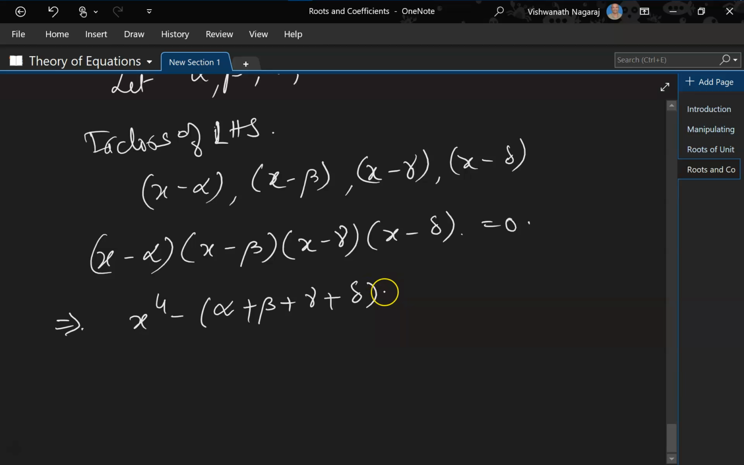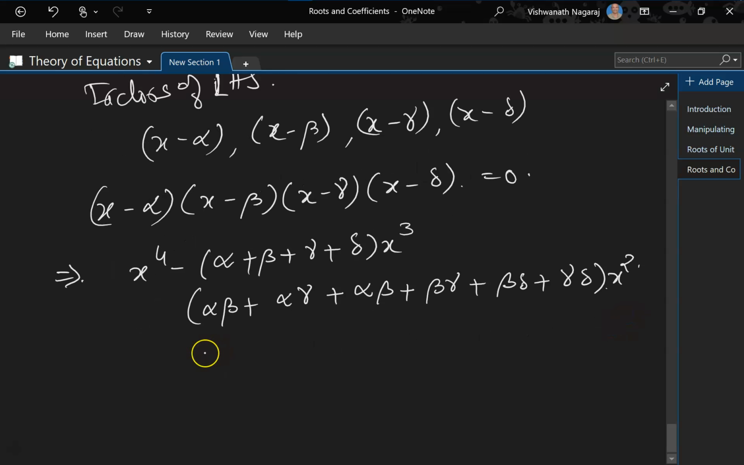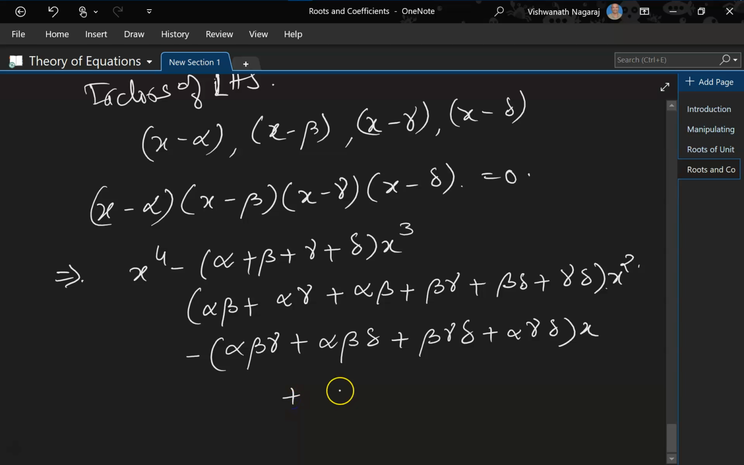we get x to the power of 4 minus alpha plus beta plus gamma plus delta x cube, plus alpha beta plus alpha gamma plus alpha delta plus beta gamma plus beta delta plus gamma delta x square, minus alpha beta gamma plus alpha beta delta plus beta gamma delta plus alpha gamma delta x, and finally plus alpha beta gamma delta equal to 0.